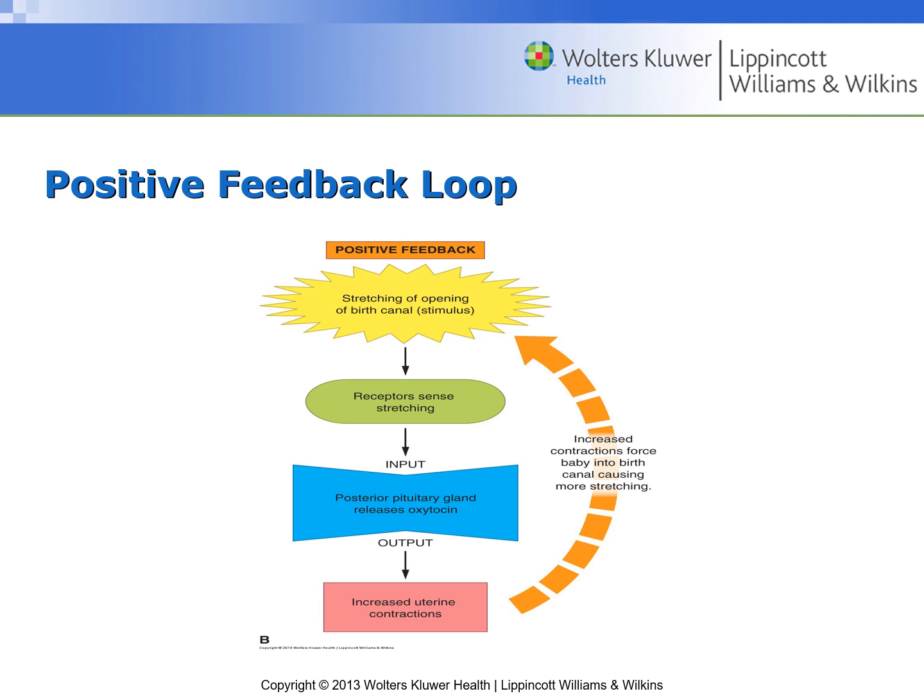Positive feedback loops are used to sustain special physiologic conditions. And as we mentioned earlier, with the example of giving birth, it begins with the stretching or opening of the birth canal, which is the stimulus. The receptors sense this stretching, and then the input goes to the posterior pituitary gland, which releases oxytocin. And then the output is such that we have increased uterine contractions. The increased contractions force the baby into the birth canal, causing more stretching.